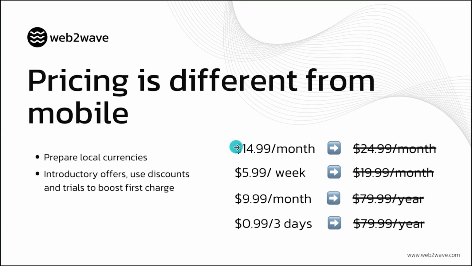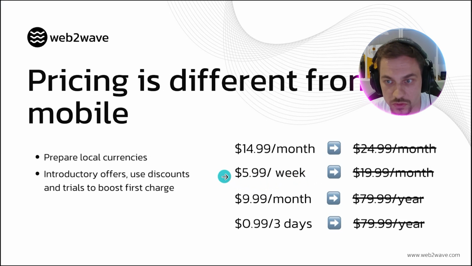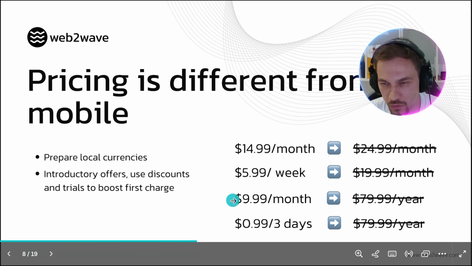We usually sell what we call introductory offers, and they can be different than on mobile. So, for instance, the simplest one, $14.99 per month, and then we switch to $24.99 a month. This can be done on mobile, but selling a weekly subscription for $5.99, which is pretty cheap, and then switching the subscription in 7 days to $19.99, you can do on mobile. Same with $19.99 a month and $79.99 a year. You can do it on mobile, but it's not that common in mobile applications.